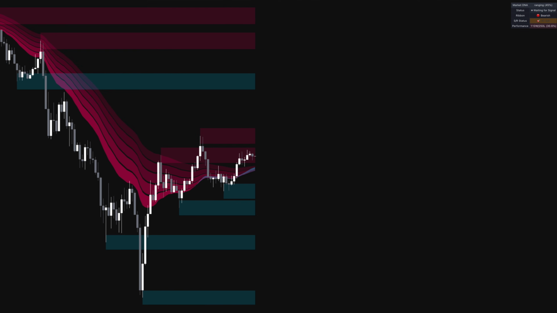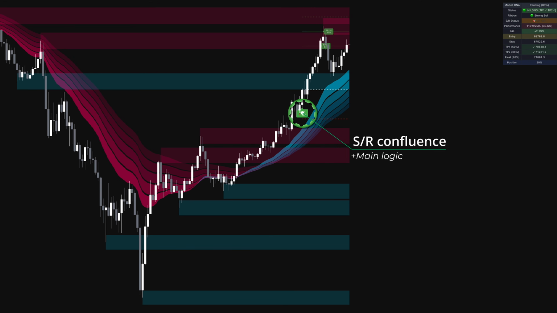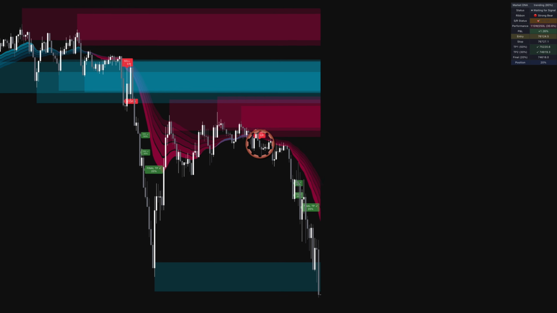But it's not just visual. The indicator uses these levels to filter signals. Long signals only trigger near support. Short signals only trigger near resistance. No more buying into resistance or selling into support.